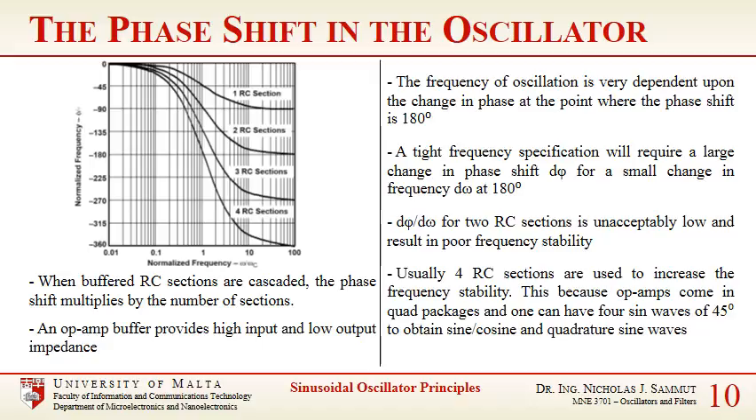So d phi by d omega for two RC sections, even though it is possible, is unacceptably low, and it results in poor frequency stability. So usually four RC sections are used to increase the frequency stability. This is because op-amps come in quad packages, and one can have four sections of 45 degrees to obtain sine, cosine, and quadrature sine waves.